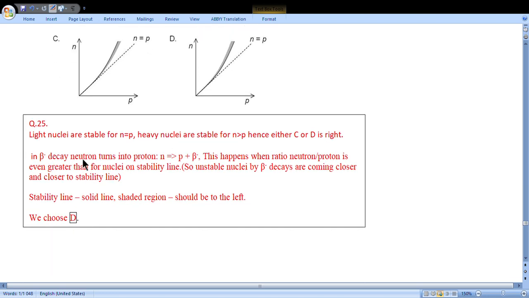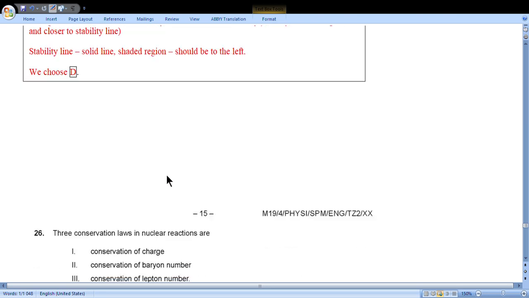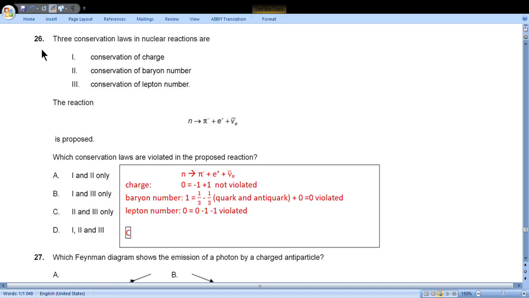In beta minus decay, a neutron turns into a proton. This happens when the neutron-proton ratio is even greater than for nuclei on the stability line. So unstable nuclei decaying by beta minus come closer and closer to the stability line. The shaded region should be on the left of the solid stability line, so we should have more neutrons than on the stable line. The ratio. So it is D. So we choose D.